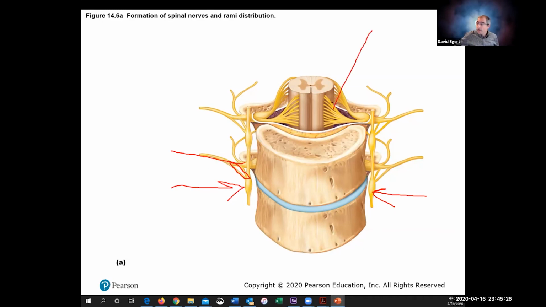And here we have our ventral roots and our dorsal roots. We have our dorsal root ganglion. We have the spinal nerve.